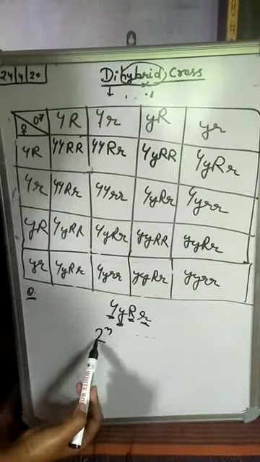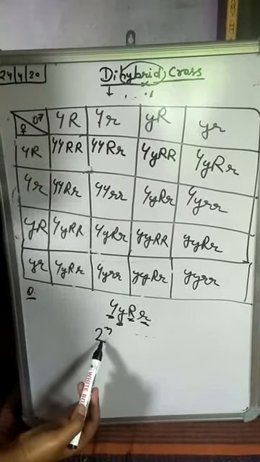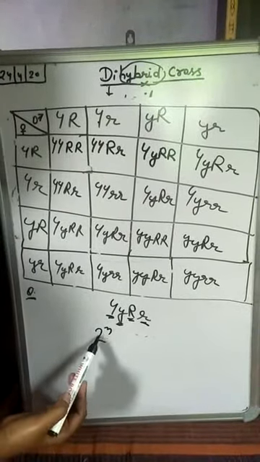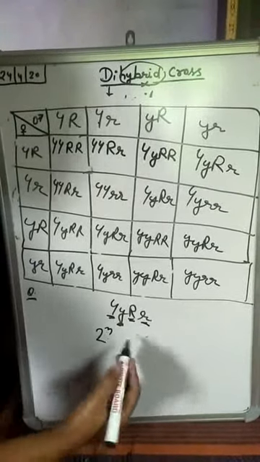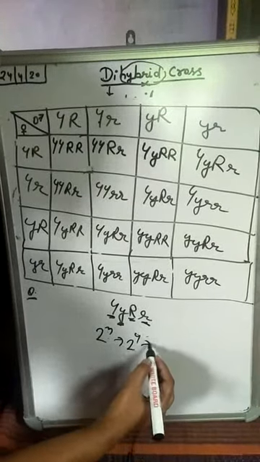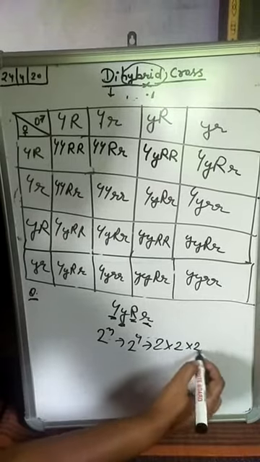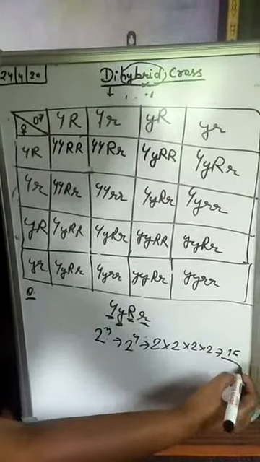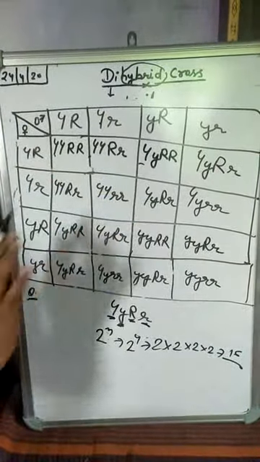By this formula, we can identify the number of different genotypes. 2 raised to power n, where n means the different types of alleles. Here 4 different types of alleles, so 2 into 2 into 2 into 2 equals 16. You can see here 16 columns are there.